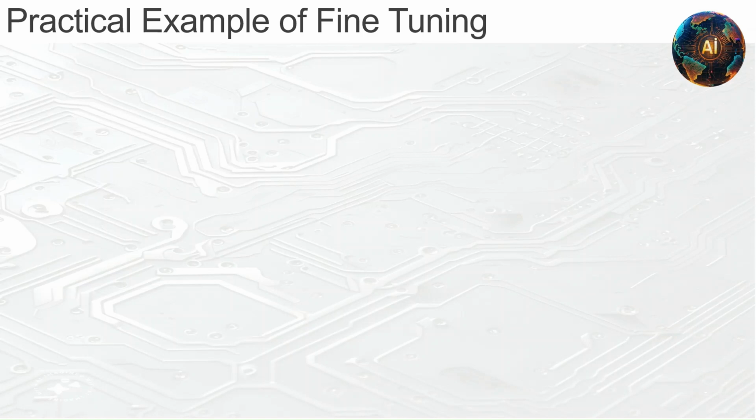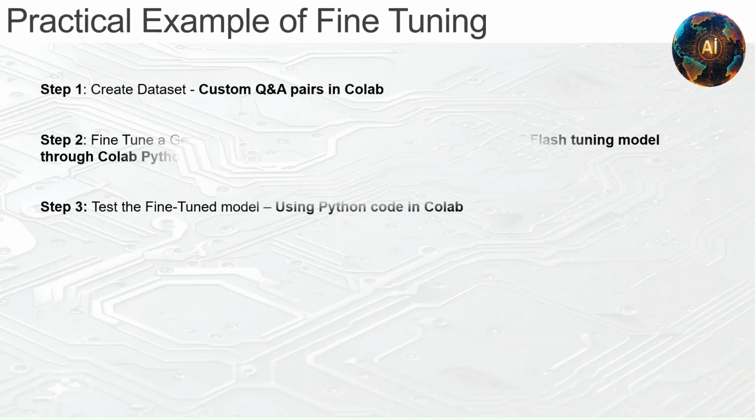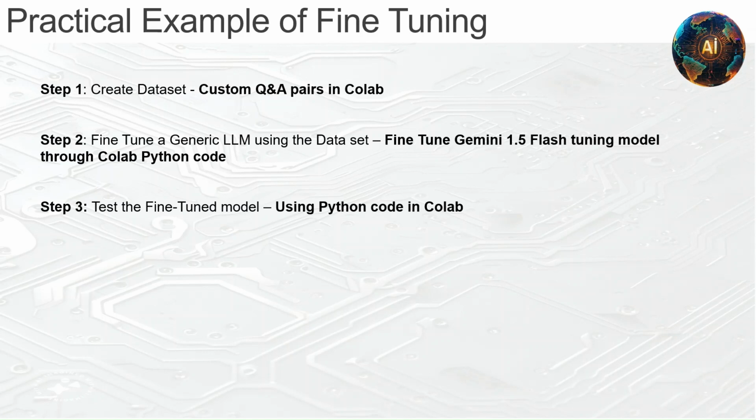In this lecture, we'll see how we can fine tune a generic LLM with a specific dataset to serve our purpose. Pretty straightforward. Three simple steps. First, we'll create the custom dataset. Basically, it would be question and answer pairs that we will create in Colab. Step 2 would be fine tuning the generic LLM using our dataset.